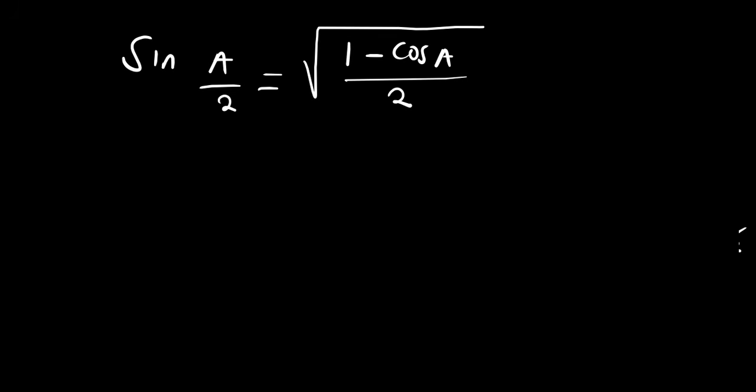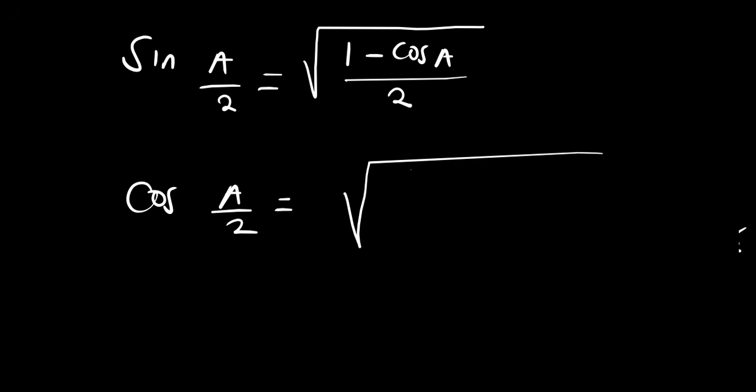Then if you're finding cos A over 2, when you're having the cos 1, you're going to have the square root of 1 plus cos A over 2, instead of a minus. So these are the half angle formulas that we are talking about. It's very important for you to understand these half angle formulas.